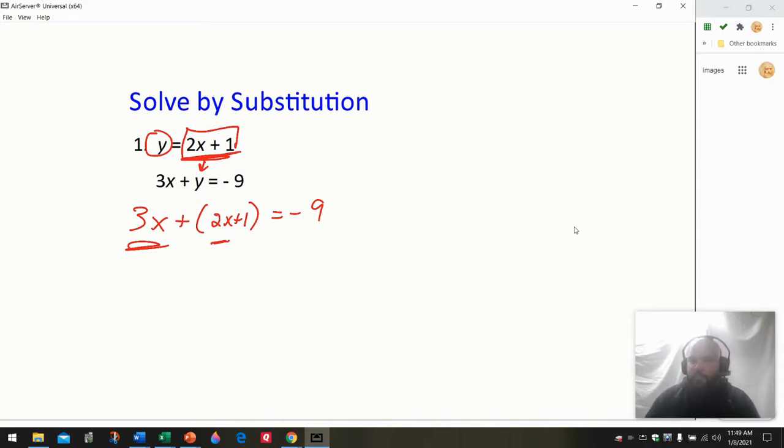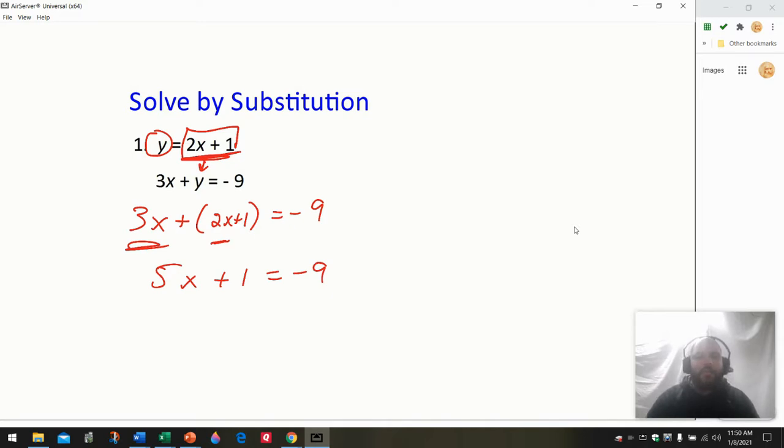So that's really important to eliminate one of the variables by substituting one equation into the other, which is what we did. So we're going to add up those two things that you see I underlined there. 3x plus 2x becomes 5x. Then we have plus 1 and then equals negative 9.